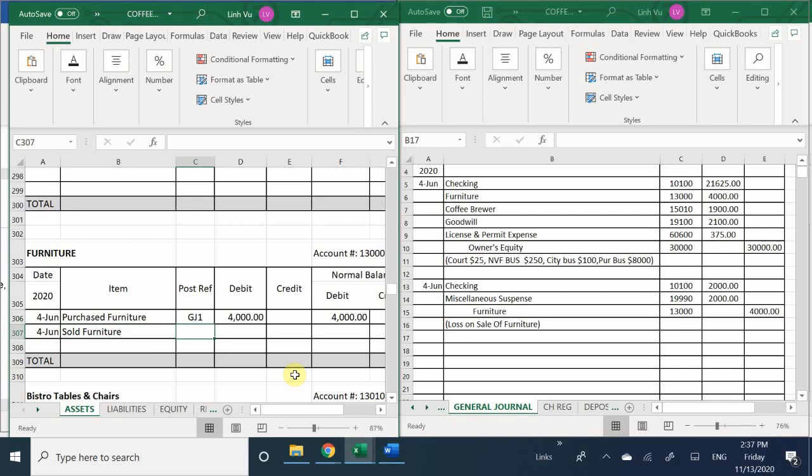General journal number 1, and now I sold my furniture. I no longer have $4,000 worth of furniture. So I'm going to apply the same exact formula. I'm going to go equal, then up 1, because my balance right now is 4,000. I'm going to add any debits, which was my 0, and subtract any credits, which is my 4,000, and it should give me a balance of 0. So I have absolutely no furniture left.